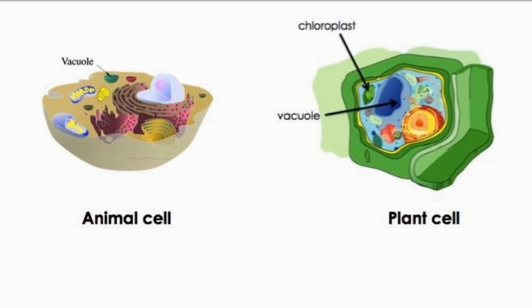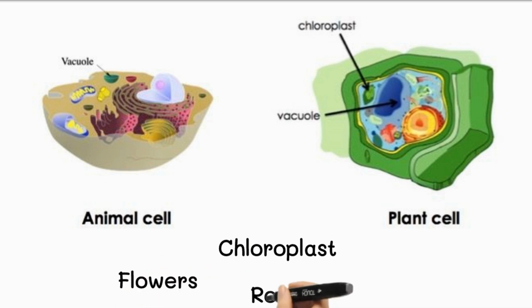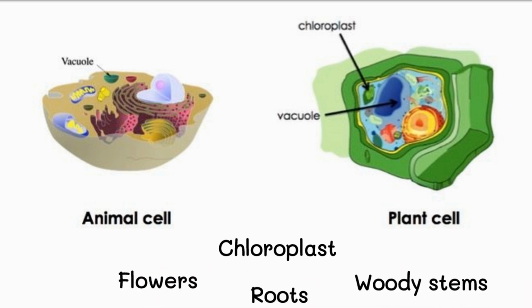Cells of the green parts of plants, especially the leaves, contain another very important organelle, the chloroplast. Cells from the parts of a plant that are not green, such as the flowers, roots, and woody stems, have no chloroplasts.